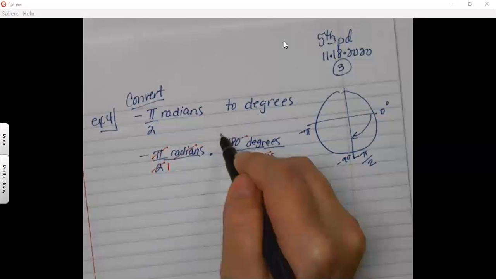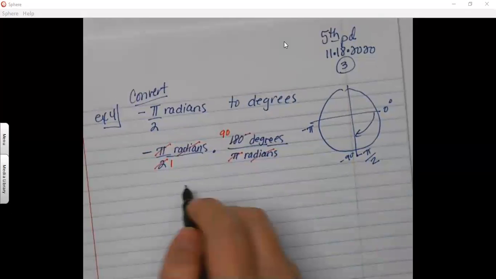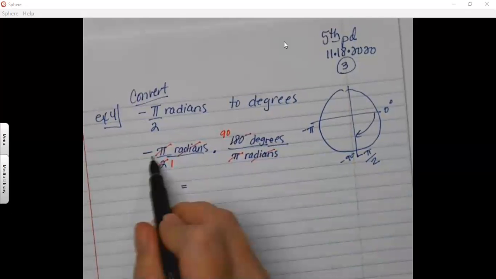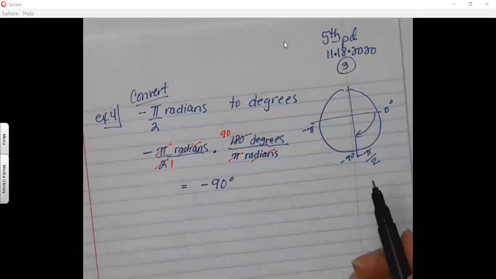But don't forget, you also have that negative sign. So you have negative times 90 degrees. That's all you have left. If the denominator is just 1, we don't need to put negative 90 degrees over 1. So there we go.